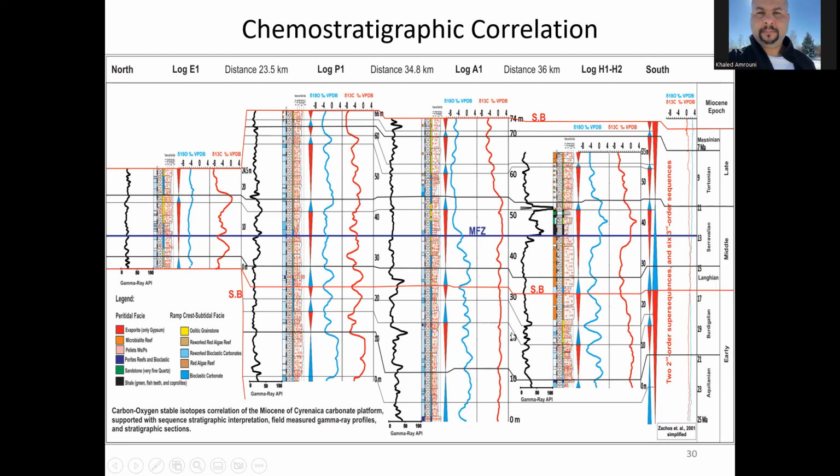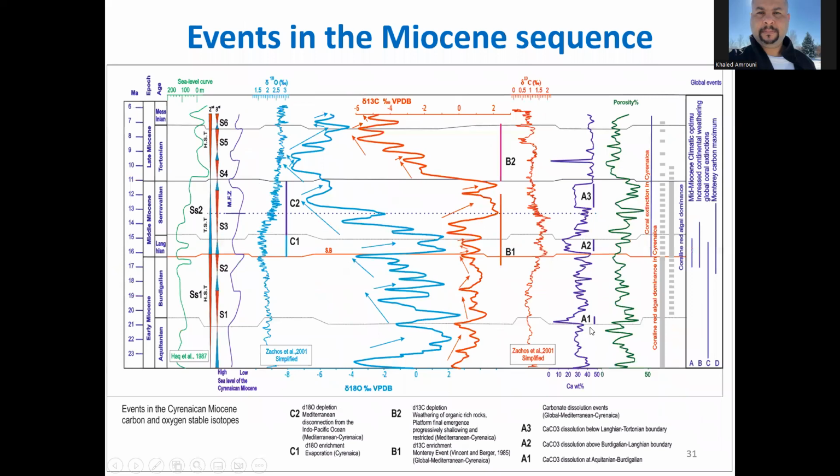This is the maximum flooding zone here in this Miocene section in this area. Also, we find there are events in the Miocene sequence of Cyrenaica. For example, we did this porosity curve in green, the calcium weight percent in magenta, and here in red, the Cyrenaican carbon isotope curve, and the blue curve is the Cyrenaican oxygen stable isotope curve.